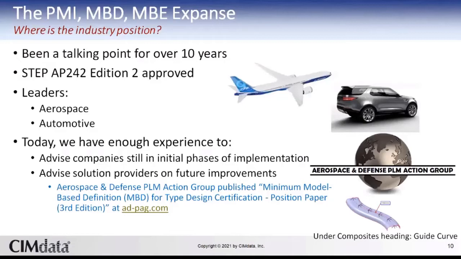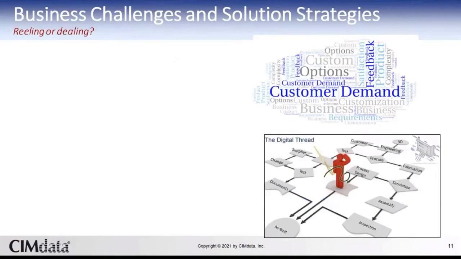We do have experience in advising companies based on the experience of those leaders. This extends to advice also for the solution providers. Recently, the A&D PLM Action Group, administered by SimData, has published their minimum MBD requirements that include over 200 specific data items they look for. The group will be working with solution providers over the coming year to identify and close any gaps in their support of that PMI and MBD based on that list.